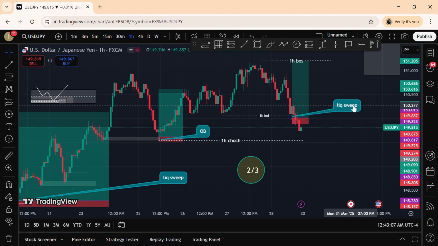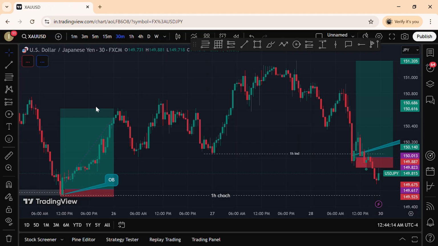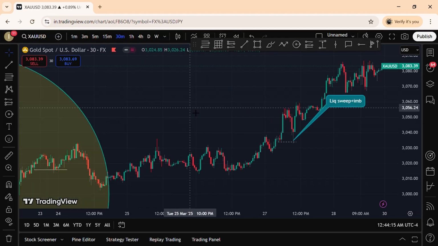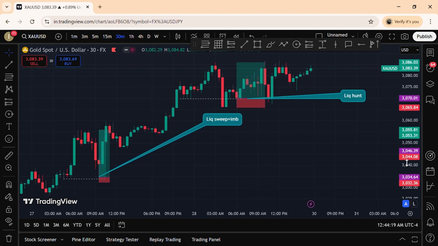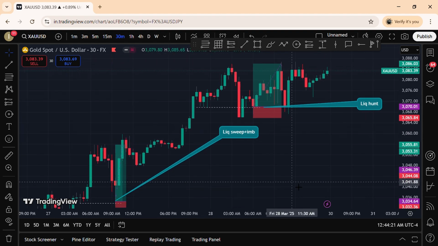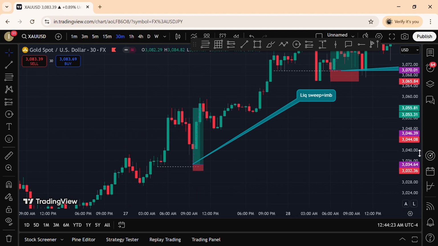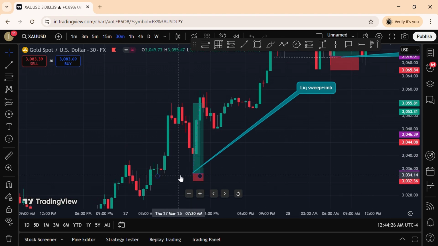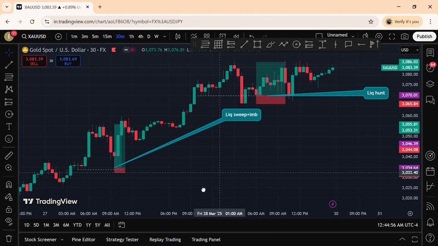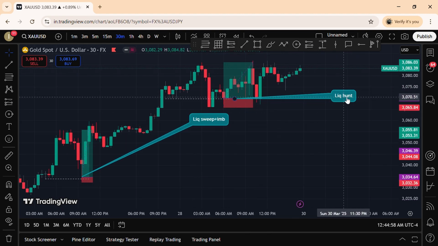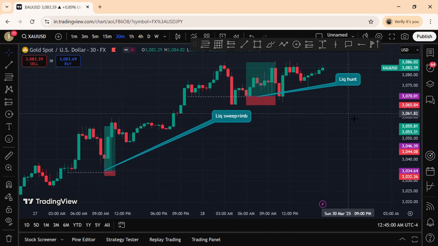So let's see what my trades were on gold and EURUSD. First, let me take you to the gold chart to see what trades I took there. In gold, we took two trades only. Both were profitable. Our accuracy in gold was 100%. We just took two trades and both of them were profitable. Both of them were based on liquidity hunting.